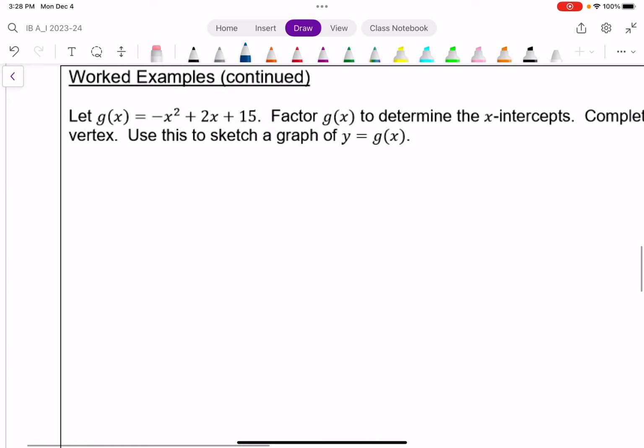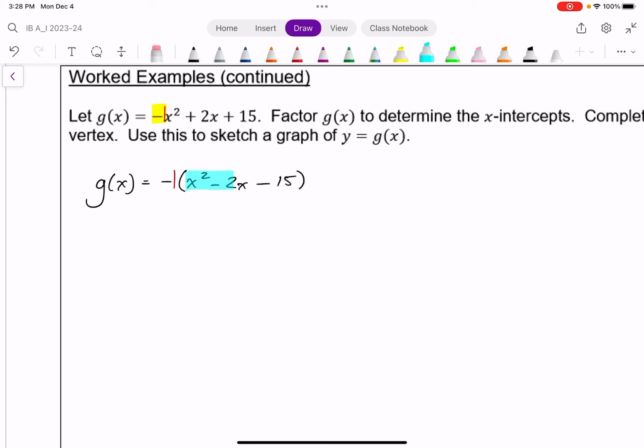And so first, looking at g of x, if I want to factor it, I don't have to factor that negative out from it, but if I do, it'll make my life easier. So I'm going to factor that negative out of everything, or it's like factoring a -1 out of everything. And so this is now -1 times x squared minus 2x minus 15.